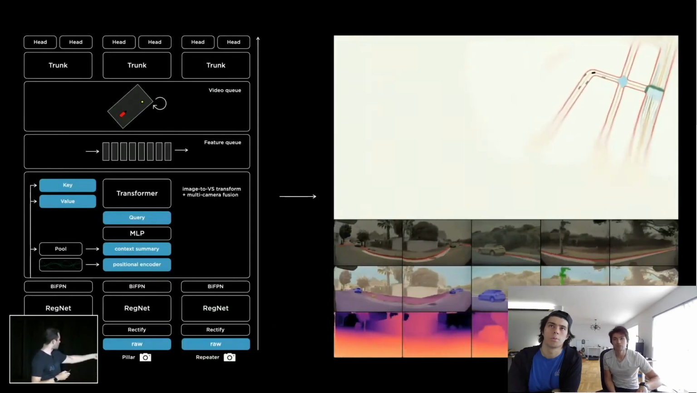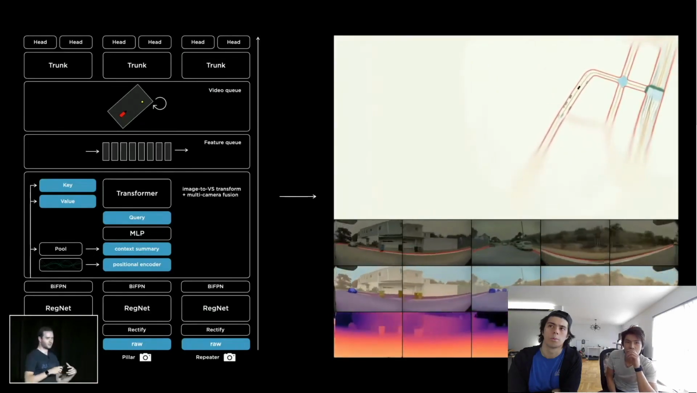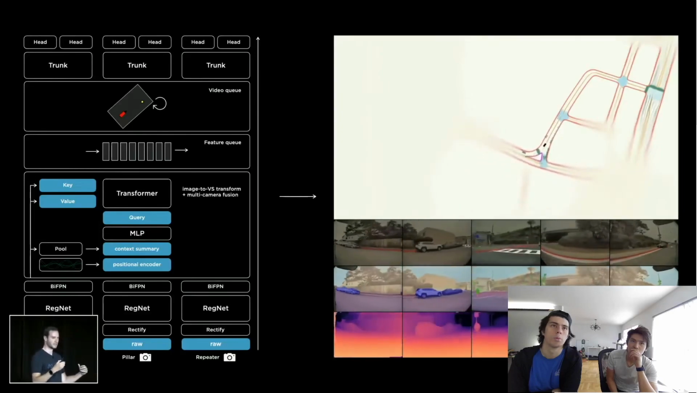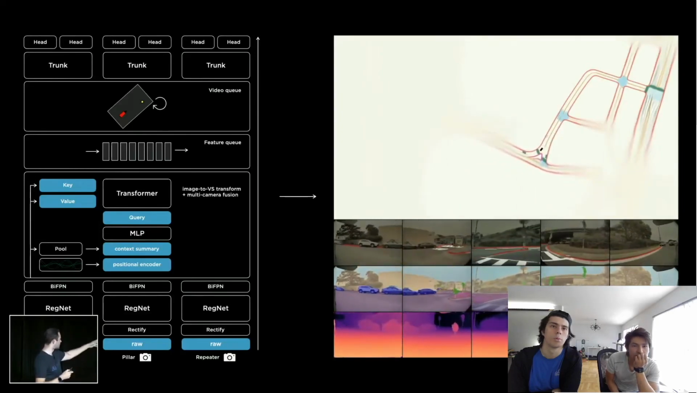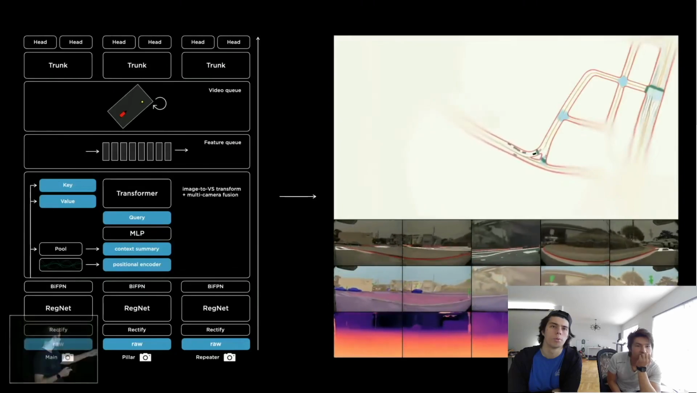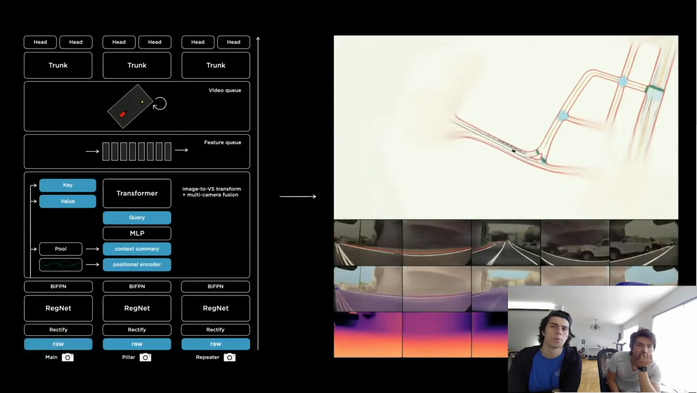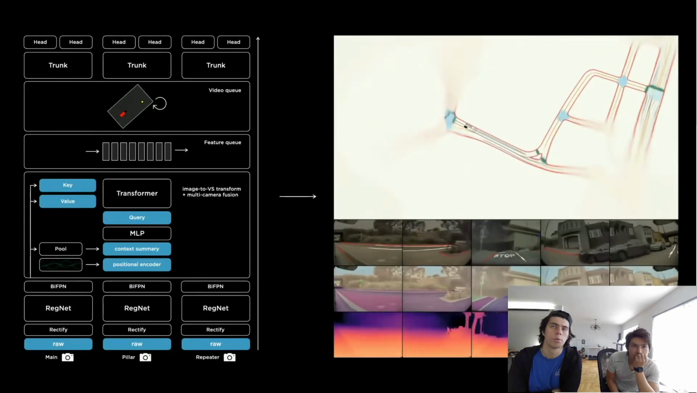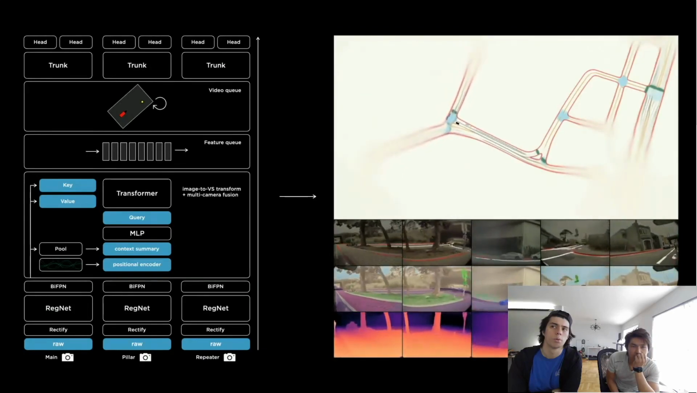We have raw images feeding on the bottom. They go through a rectification layer to correct for camera calibration and put everything into a common virtual camera. We pass them through RegNets, residual networks, to process them into a number of features at different scales. We fuse the multi-scale information with BiFPN. This goes through a transformer module to re-represent it into the vector space in the output space.